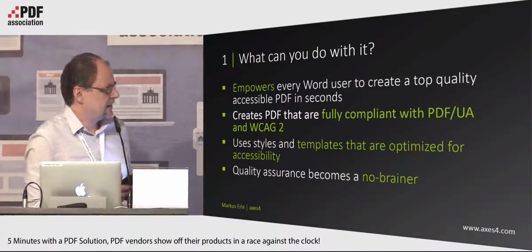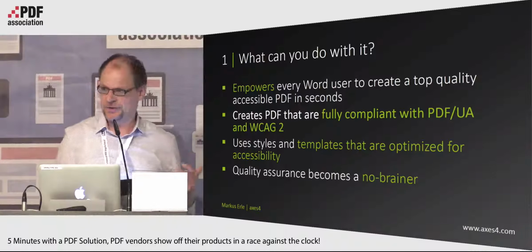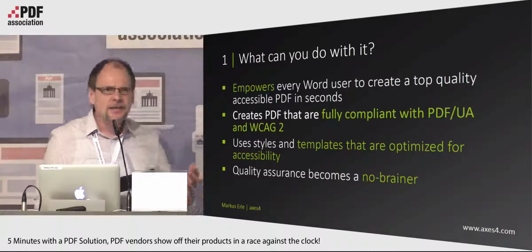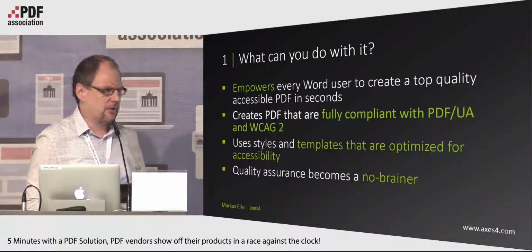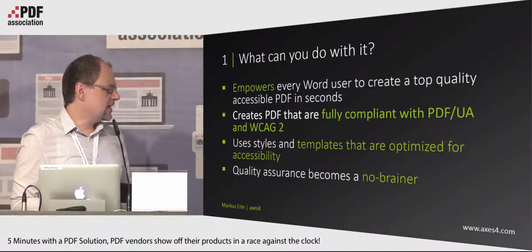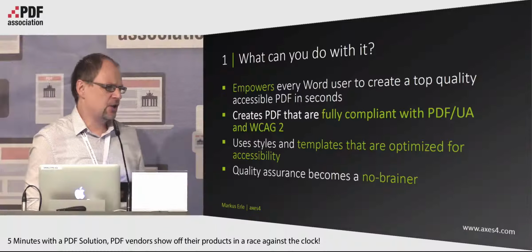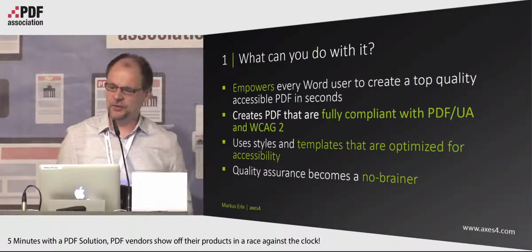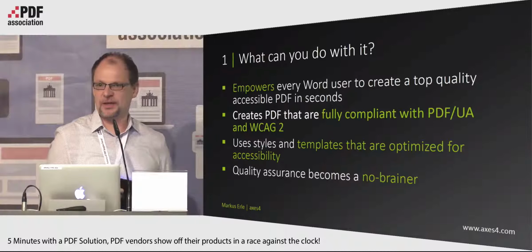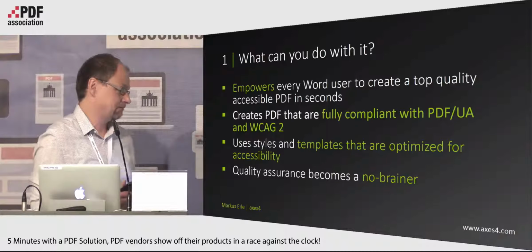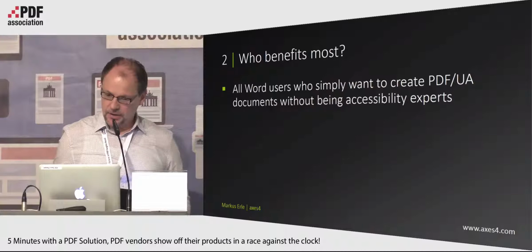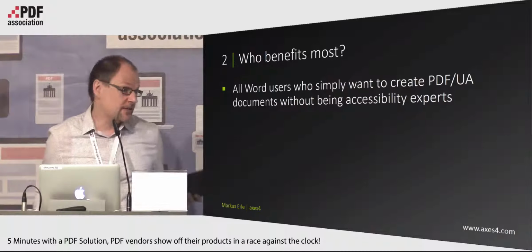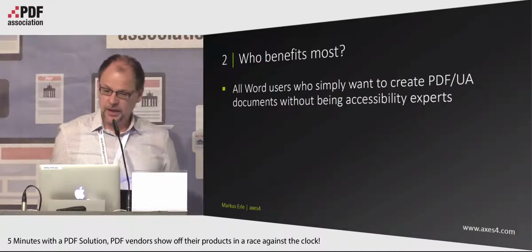What can you do with it? It empowers every Word user to create a PDF UA file. You do not need expert knowledge about PDF accessibility. And it's very powerful because you can pimp your templates. You can put a kind of intelligence into your Word templates, and your users can use this intelligence. Who benefits most? Every Word user who has to create an accessible PDF.